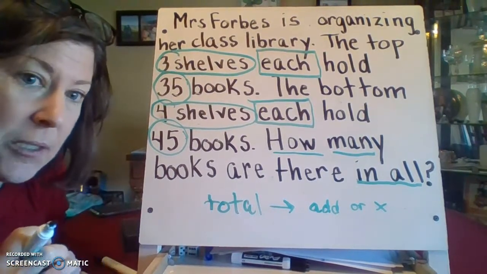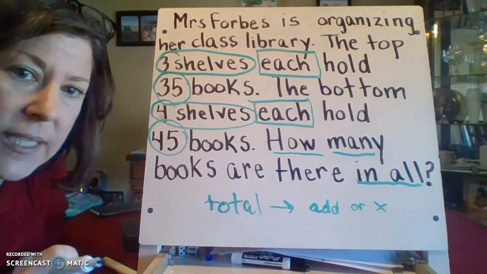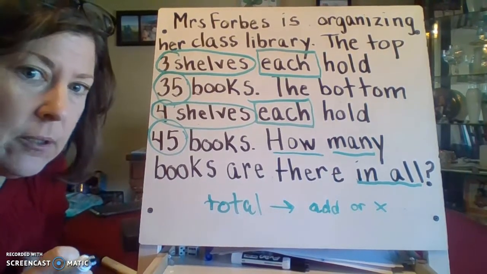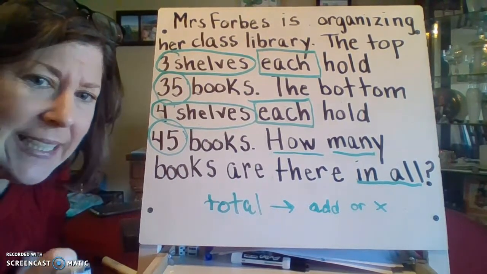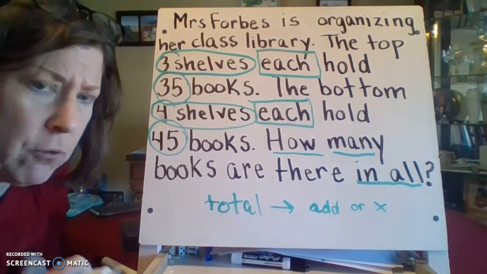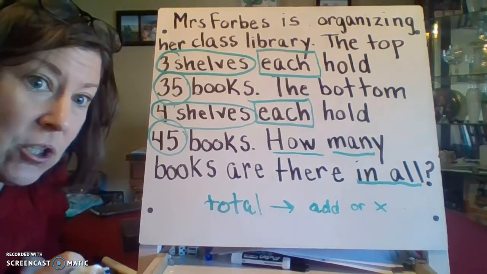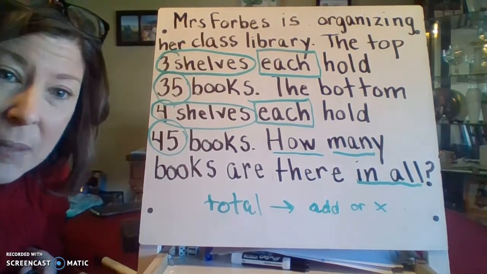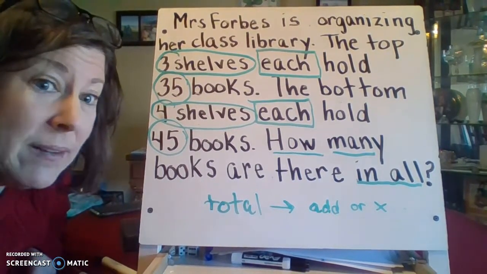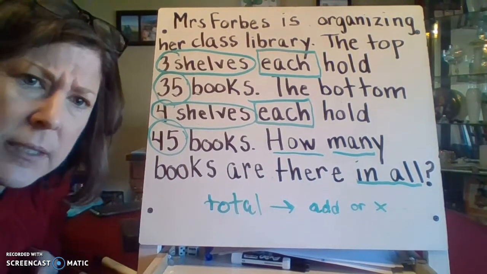Now, again, there's another key word in there. Each. Three shelves each hold 35 books. So what does that mean? Four shelves each hold 45 books. What I suggest to start this problem, if you're not sure, is to maybe just draw a tape diagram of what the bookcase might look like with the shelves and the number of books on the shelves.